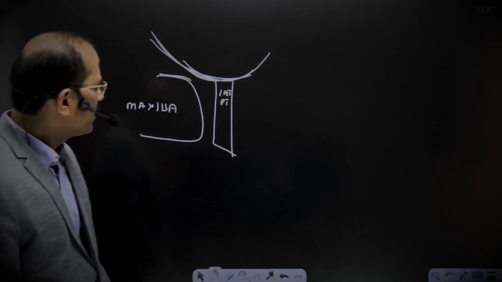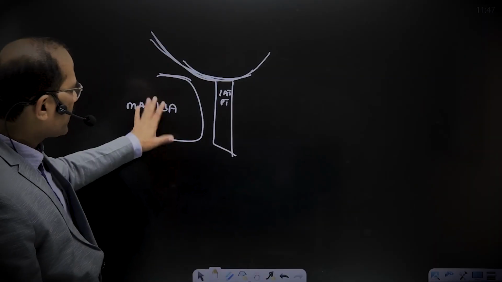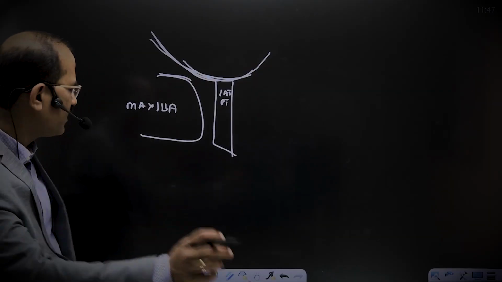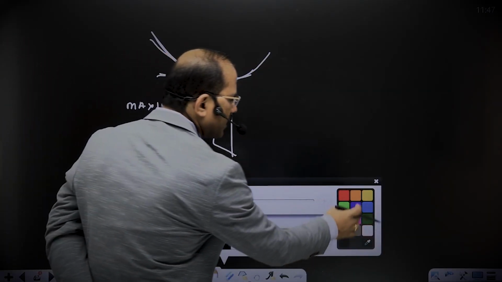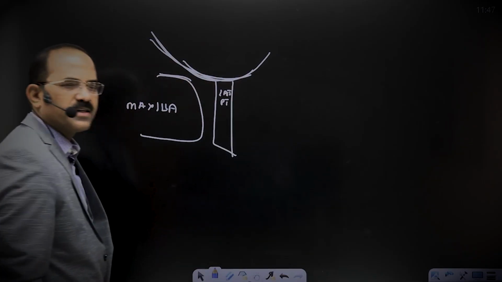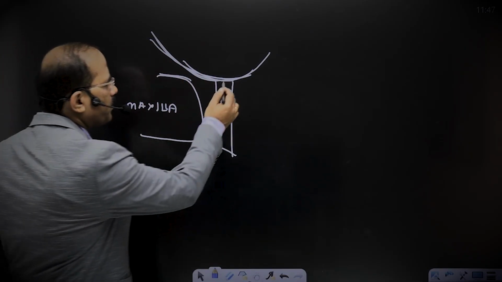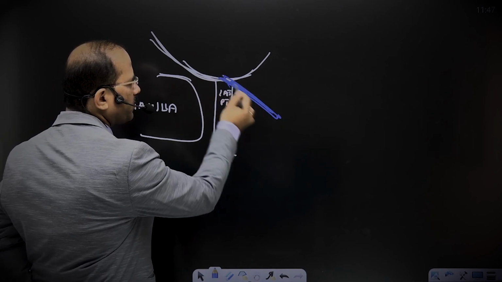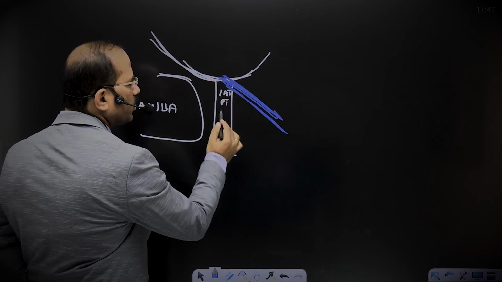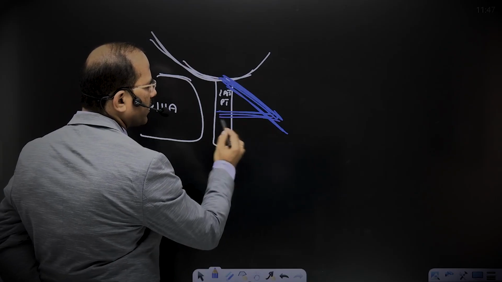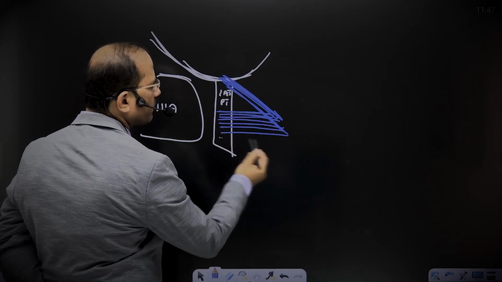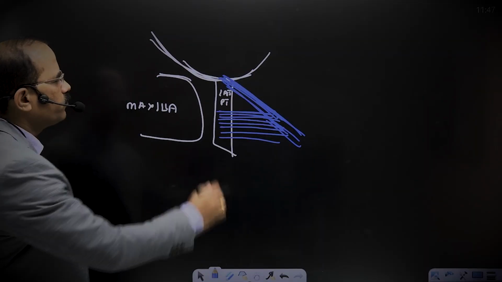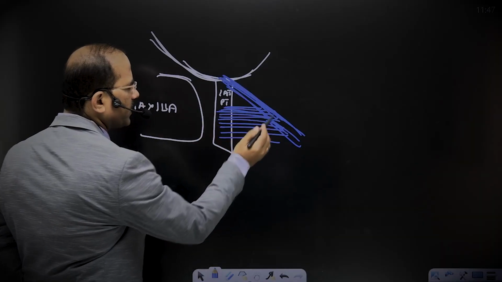This you know. Fine. So that's the maxilla, the lateral pterygoid plate, and the base of the skull. Let us understand the lateral pterygoid muscle now. The lateral pterygoid muscle has two heads. The upper head begins from the sphenoid bone. The lower head begins from the lateral pterygoid plate.